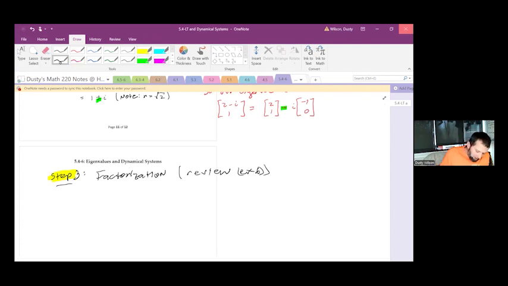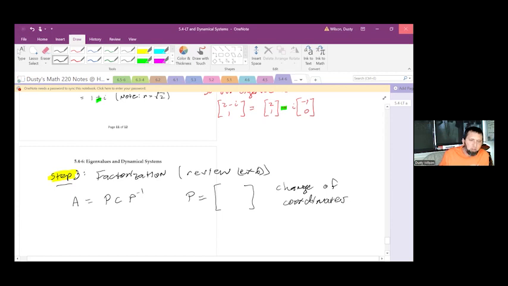So we're going to say that our A is going to equal PCP inverse, where C is going to be a rotation scaling matrix, and P is going to be our change of coordinates. So let's see. So P is equal to the change of coordinates matrix. And the P is going to come from the eigenvectors.